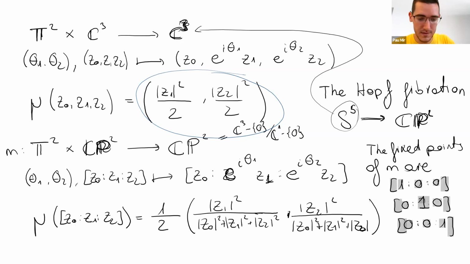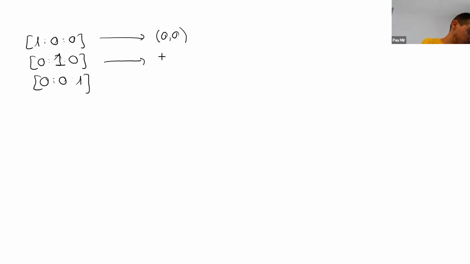Let's see if it works. Okay, it seems to work. Where are they mapped via the moment map? These three points go to (0,0), (1/2,0), and if I'm correct, they go to these three points.